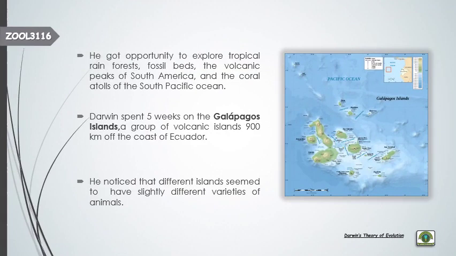During his travel on HMS Beagle, he got ample opportunity to explore the world because it was a tour around the world. He got the opportunity to explore the tropical rainforests, fossil beds, volcanic peaks of South America, and coral atolls of the South Pacific Ocean. Well, you know that tropical rainforests are forests located near the equator of the earth. They are moist places.